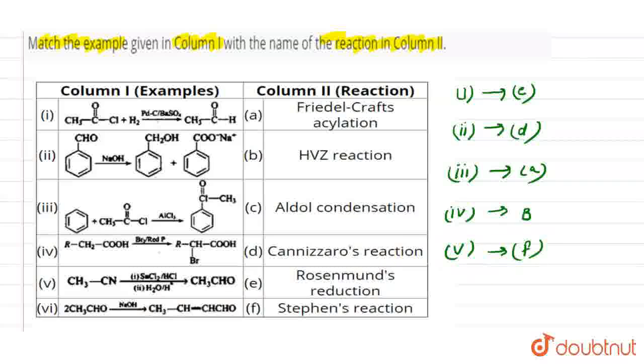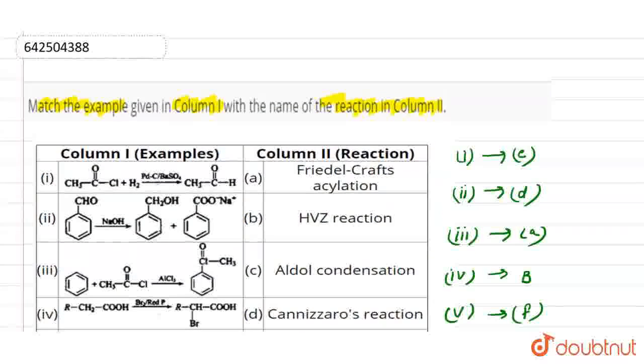Okay, so the last reaction is 2CH3CHO in the presence of base, right? As we can see in this compound, there is an alpha hydrogen present here, right? And in the presence of base, they give CH3CH=CHCHO. This is an unsaturated compound, right? And this type of reaction is known as the aldol condensation reaction, right? So here 6 belongs to C, right? So all reactions are matched with the correct naming reaction, right? So this is the answer for this question here.